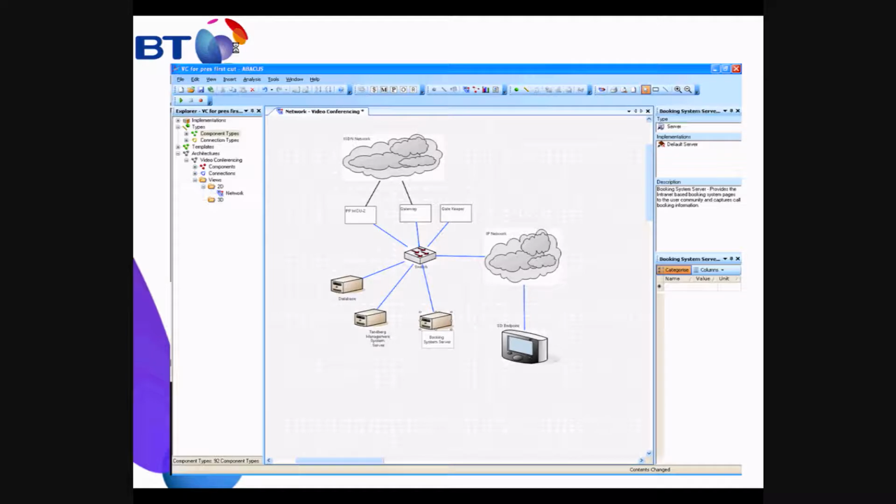So you can see various components within Abacus. We've got a switch, we've got servers, we've got an IP network, the endpoint, and we've also got the ISDN network. Also, if you look across to the right, we can look at the actual component in detail and apply a description to it. So you've got an added richness of information within this model that you weren't able to achieve with the Word documentation.